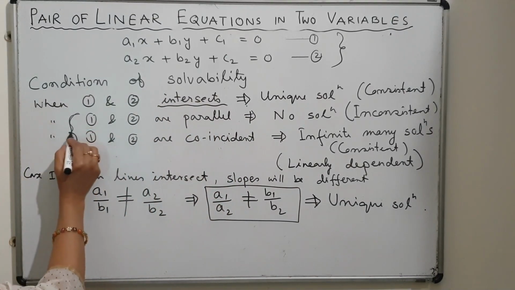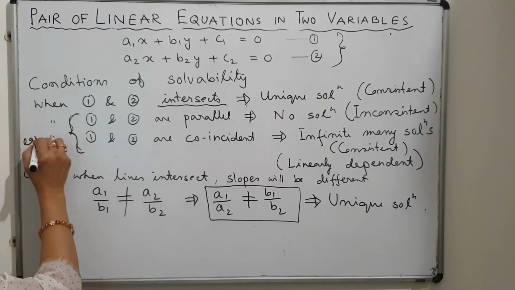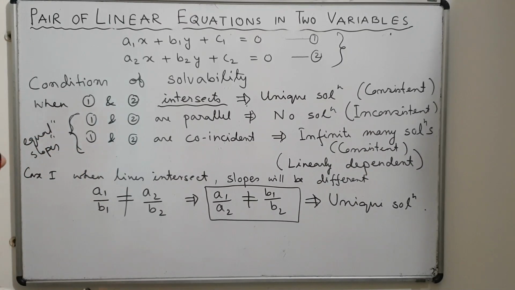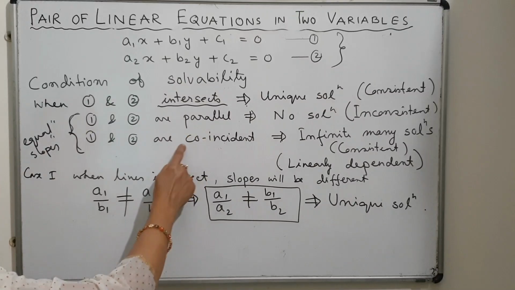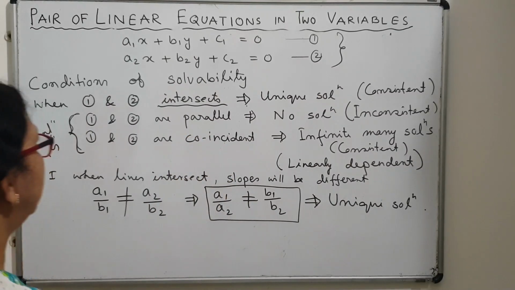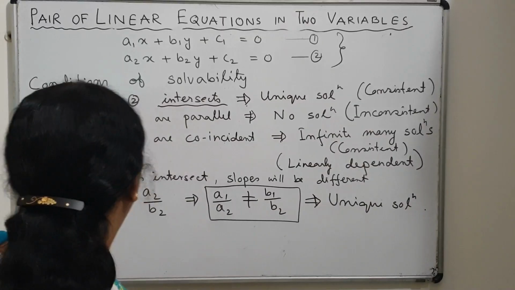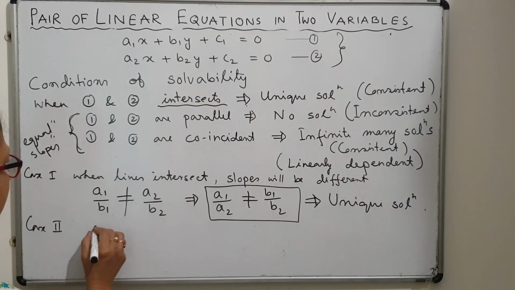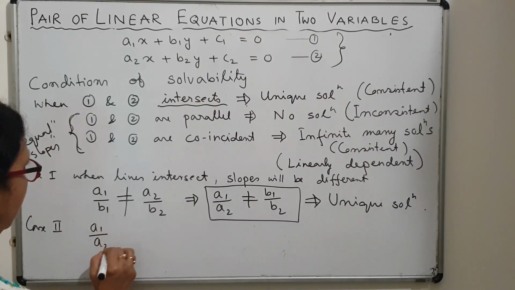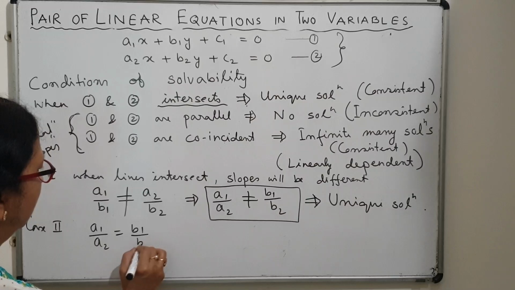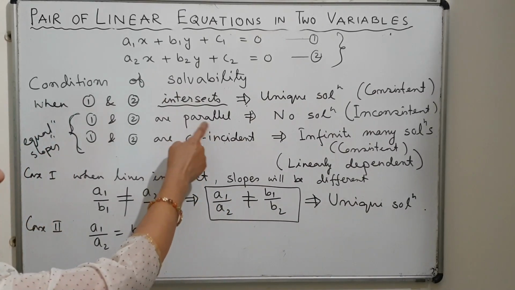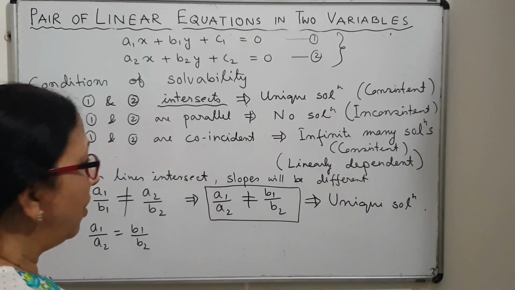And in these two cases, equal slope, because for parallel lines as well as for coincident lines, slope has to be same. So in these two cases they will be equal. So case 2, a1 by a2 is equal to b1 by b2. Now you see slopes same, but they may be parallel, may be coincident. So how will I differ these two?